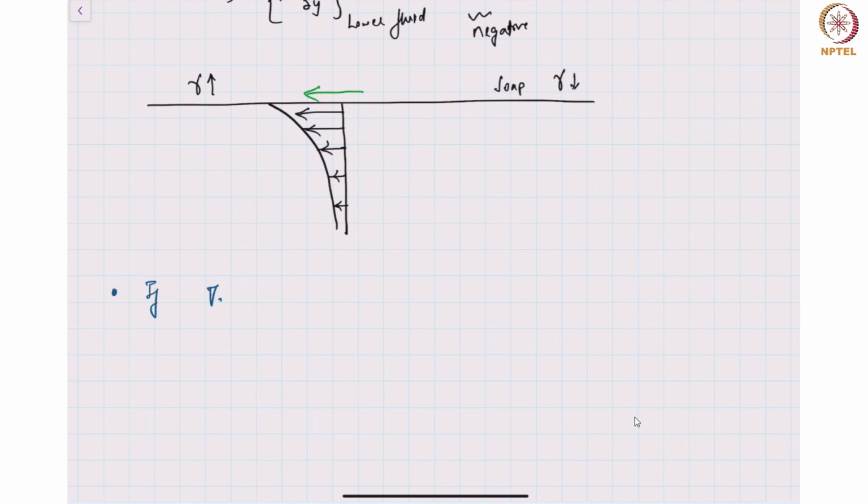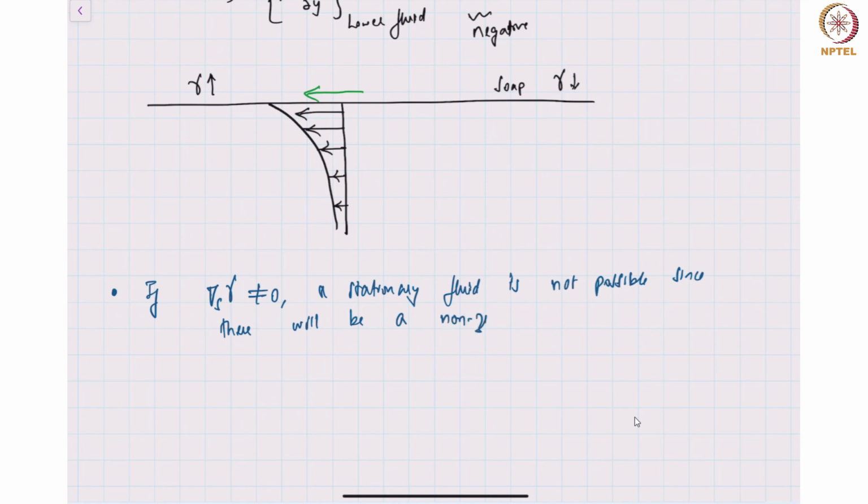If del S of gamma is not equal to 0, a stationary fluid is not possible, since there will be a non-zero tangential stress on the interface.